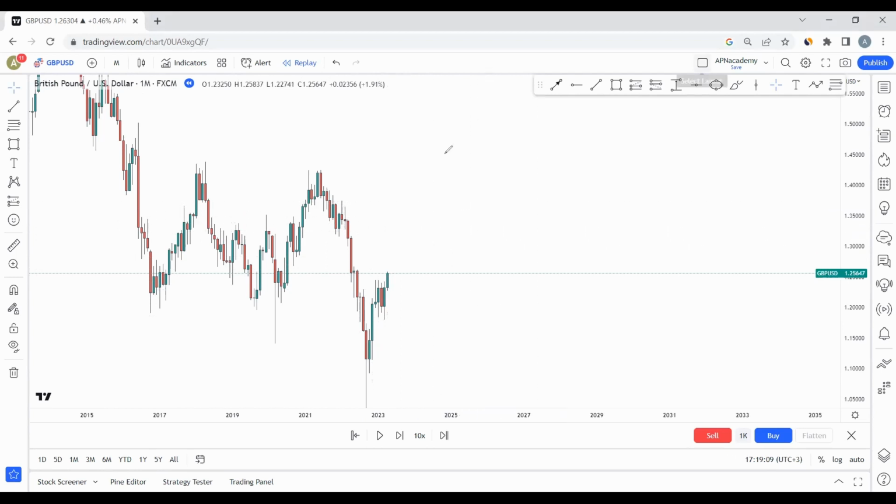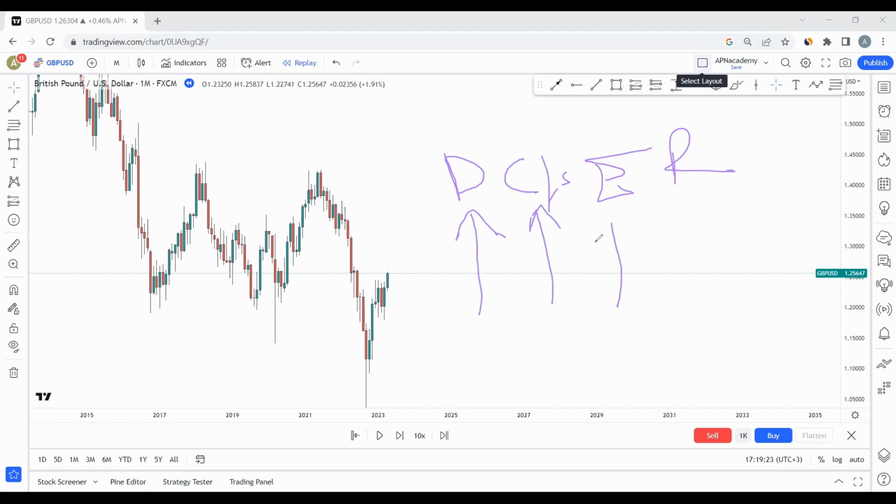Remember, the process is direction. After direction, you need to have confluence and structure. After that, you need to have entry and change of trend. And after that, you have to refine your trade. So we need the direction, we need the confluence and structure, we need the entry, and then we need to refine our entry. These are the 4 steps that we are going to follow.